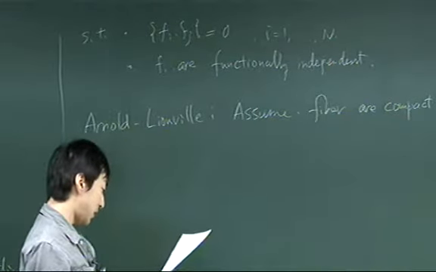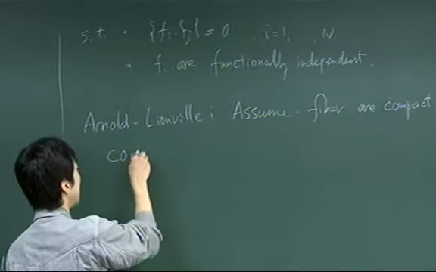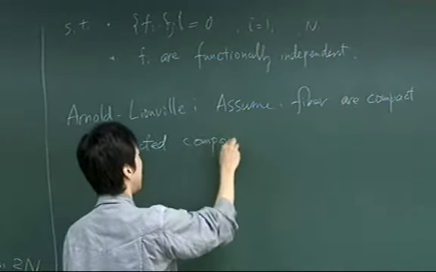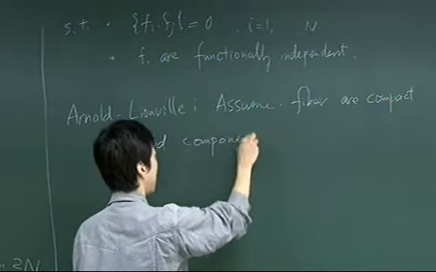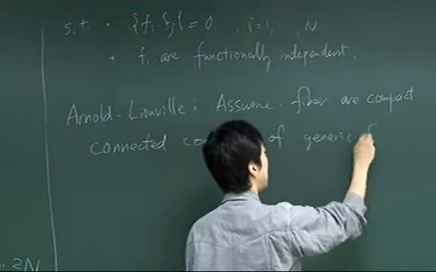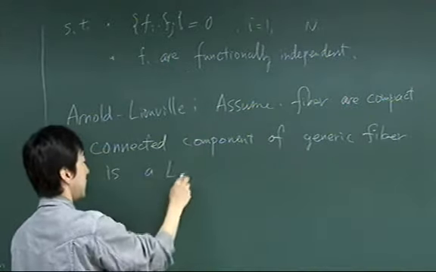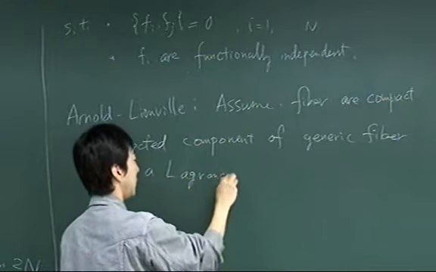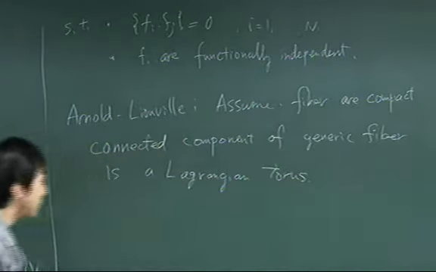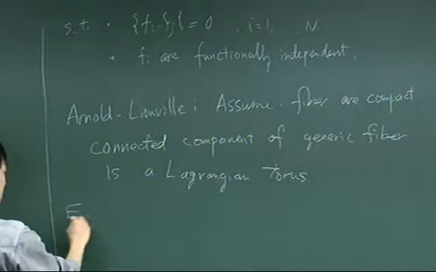each connected component of a generic fiber is a Lagrangian torus. Here is an example.